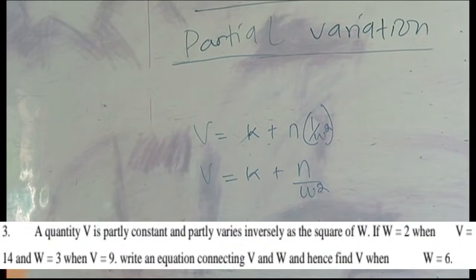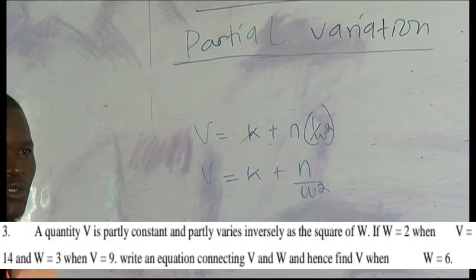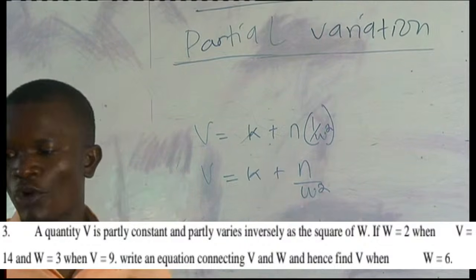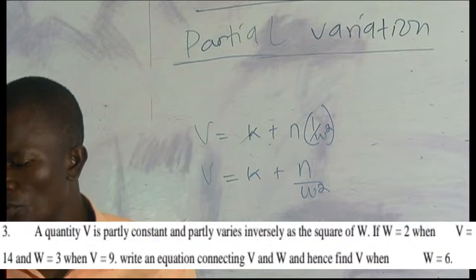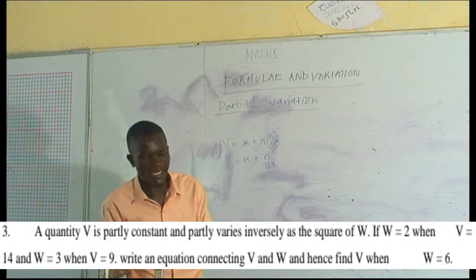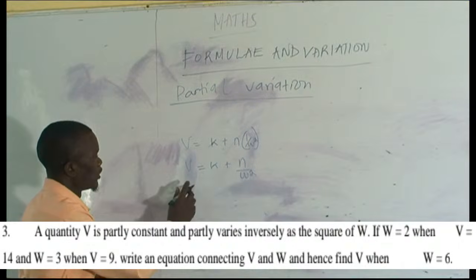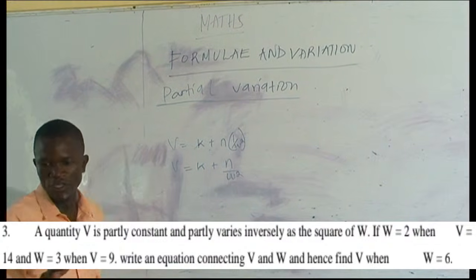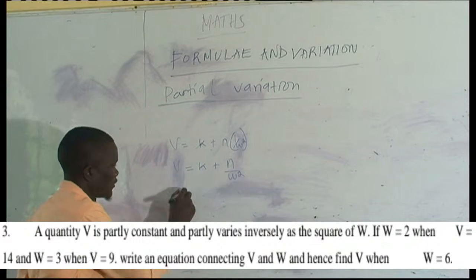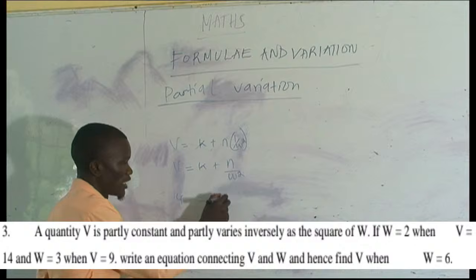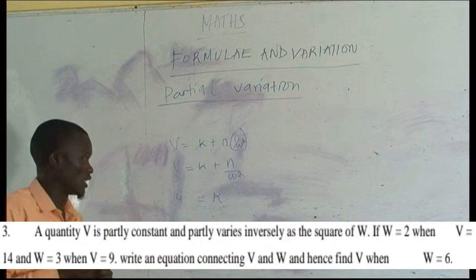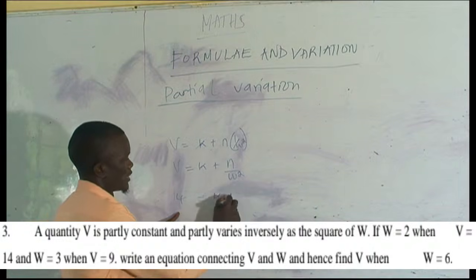First, what we need to do is to come up with some simultaneous equations. And this simultaneous equation comes from the values given there. W is 2 when V is 14. W is 3 when V is 9. Now what do we say? W is 2 when V is 14. So we start with 14 is equal to K, because K is constant, so we don't have its value. That's why the value of K is not given there. So it's equal to K plus N.